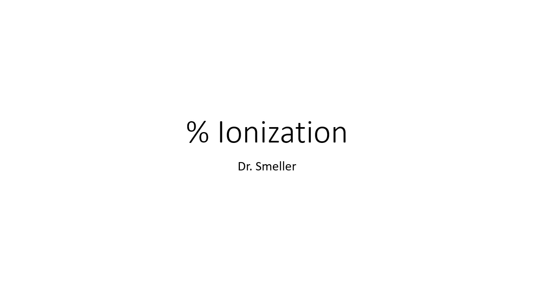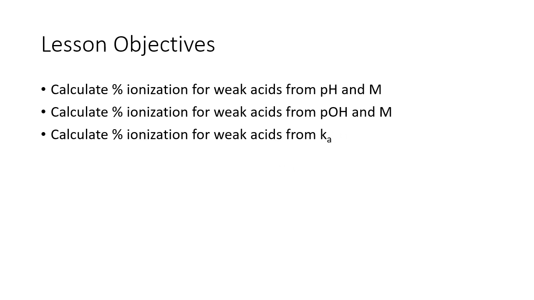Now that we have this idea that acids don't dissociate fully, bases don't dissociate fully, we actually have another concept related to that, and that is percent ionization. So how many ions are we creating from what we started with originally? We will calculate percent ionization for weak acids from pH and molarity. We'll also calculate percent ionization for weak acids from pOH and molarity. And finally, we'll calculate percent ionization for weak acids from Ka.